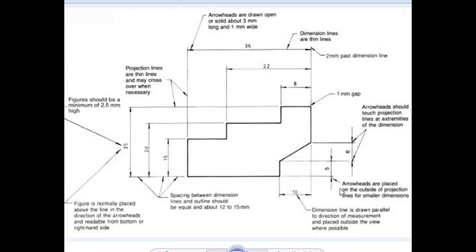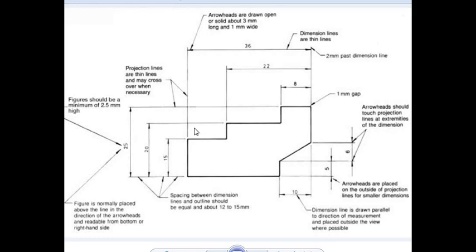Whenever the gap is very small, we will draw the dimension line, and the termination or the arrowheads will be given outside the dimension line. You can see arrowheads are placed on the outside of the projection line for smaller dimensions, and the arrowhead should touch the projection line at the extremities of the dimension. So this is how we do it when the gap is very small. Otherwise, it is usually done like this.